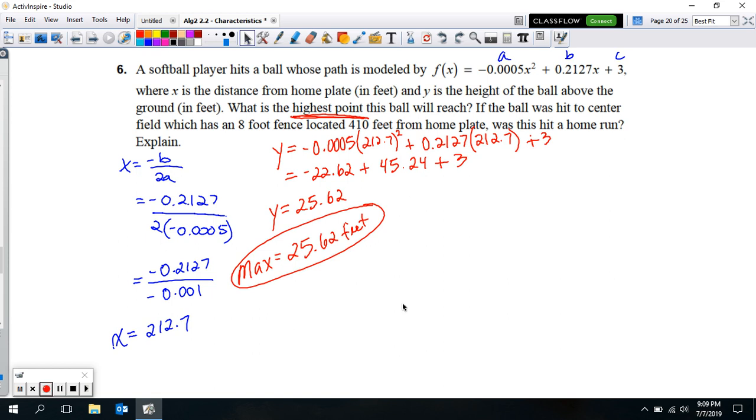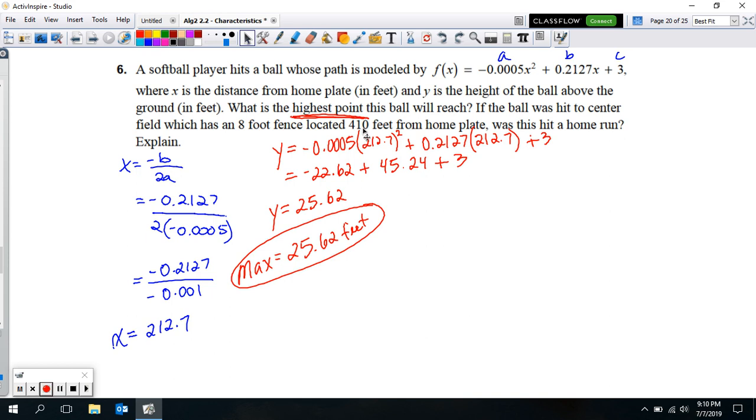Now we could do this, I guess, a couple different ways. We could see, well, if I say this times 2, right? Because remember, the vertex is right in the middle of where the x-intercepts would be. So one x-intercept would be at home plate, which would be like 0, 0. The other x-intercept is where it's going to land on the grass. So that means if I times this by 2, that's going to be 425 feet. Well, that is further than 410 feet.